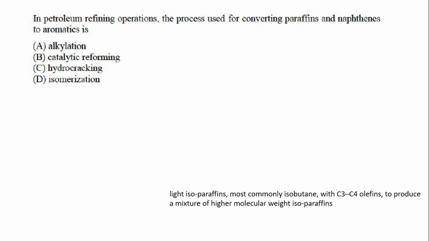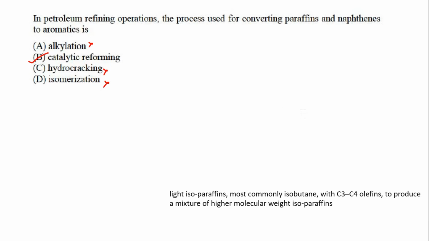In petroleum refining operations, the process used for converting paraffins and naphthenes to aromatics is. So the correct option is catalytic reforming. We don't use the hydrocracking and isomerization reaction as well as the alkylation reaction. Most of you know what's meant by hydrocracking and isomerization reaction. I would like to give some inputs on alkylation reaction.